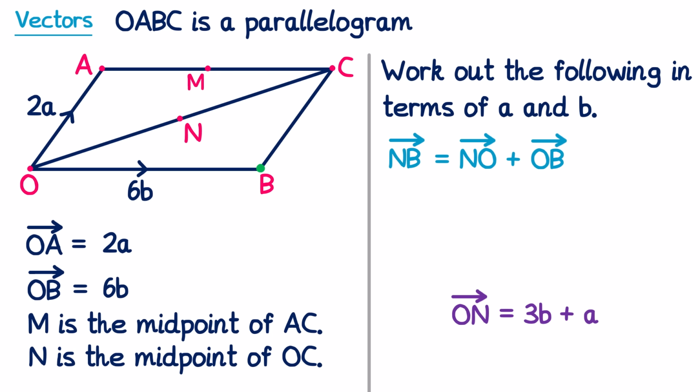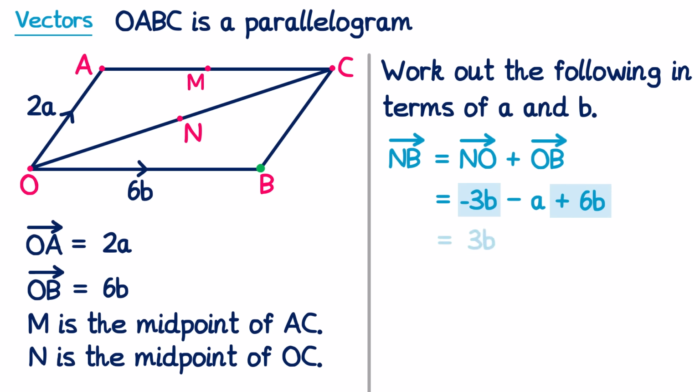We worked it out in the previous part. So the vector from N to O must be the same as this one, just with opposite signs. So instead of 3b plus a, it's minus 3b minus a. Then we need to add to this the vector from O to B, and you can see that on the diagram, that's 6b. Then we just collect these like terms. We've got negative 3b plus 6b, which is 3b, and then minus a. So from N to B is 3b minus a.